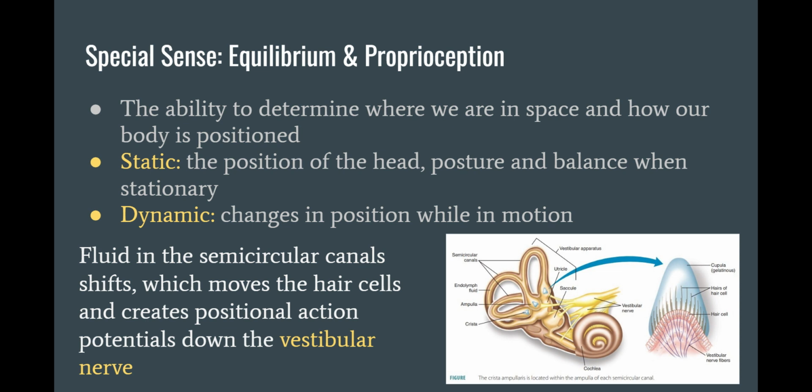The semicircular canals, you can see, are in these three little loops. One is on the vertical axis, one is on the horizontal axis, and one is on a 45-degree angle axis. And so they pretty much cover all the possible angles at which your body could be positioned at any given time.